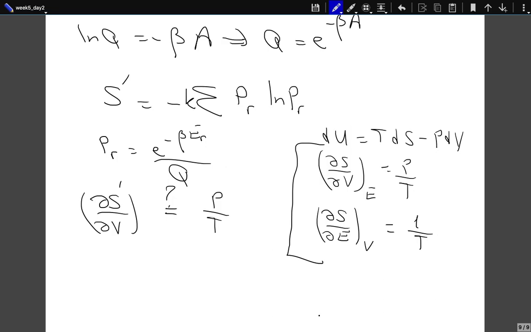Well, in thermodynamics, that constant is fixed by the third law. So entropy should be 0 at T equal to 0. In statistical physics, at T equal to 0, the system is in the ground state, which is unique. So P_r is 1 in one state and 0 in all the remaining states. But 0 times logarithm of 0 is 0, and 1 times logarithm of 1 is also 0. So all the terms in that sum are 0. That fixes that S prime is actually S.